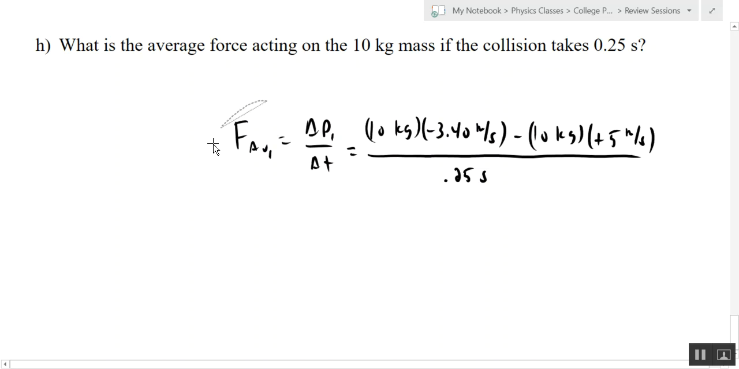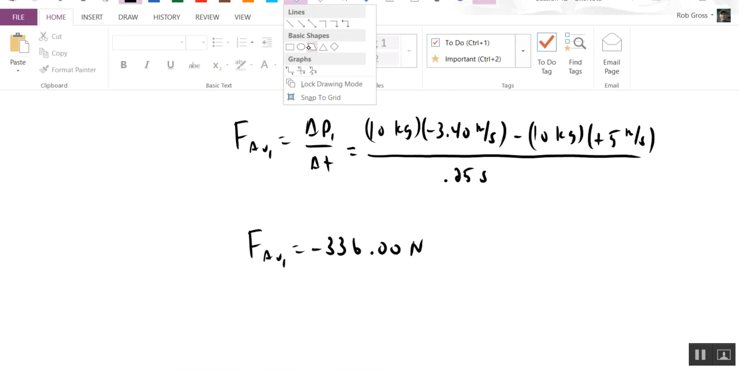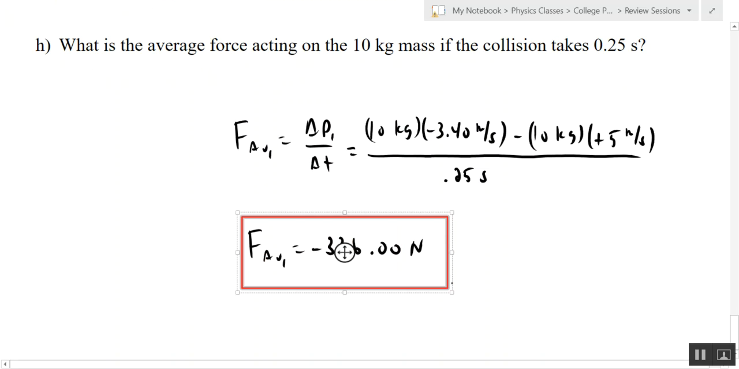And this would be the average force on mass 1, which is negative 336 exactly, because it's negative 84 times 4. So it gives you 336. So it's in the negative x direction, but the amount is 336 newtons, right? What's the average force on the other one, on the 15 kilogram mass? Do you think?